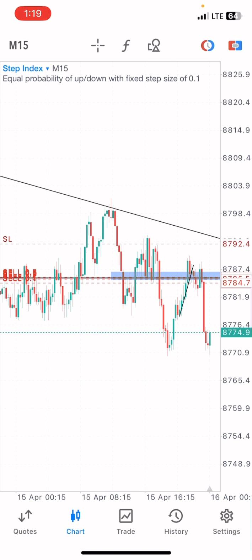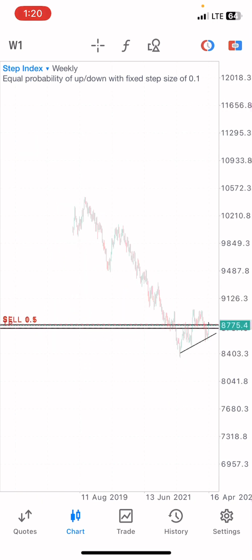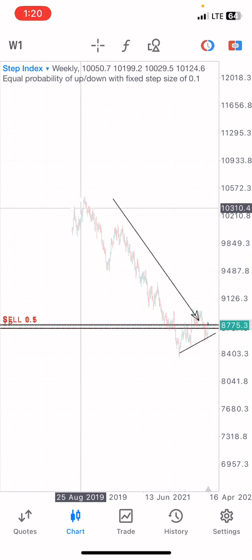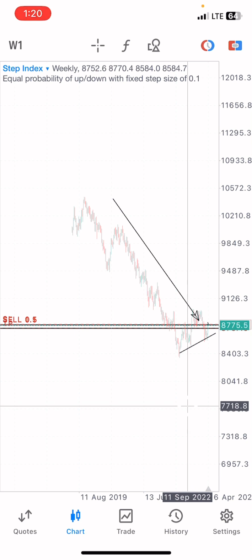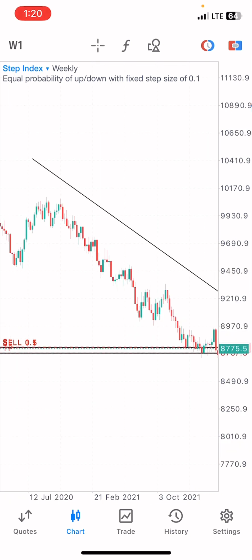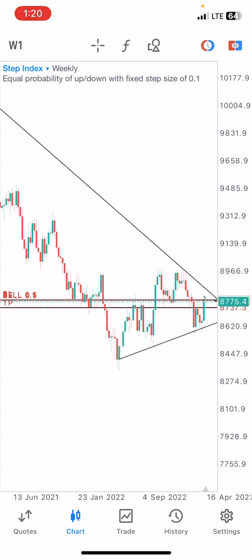As you all know, whenever you want to analyze the market, you start from the higher time frame. That's basically the daily time frame or the weekly time frame, but preferably the weekly time frame. So as you can see on the weekly time frame, step index has been on an overall downtrend for months and years now, because the last high step index created was in 2019 September, and since then step index has been trading downwards, creating lower highs and lower lows.